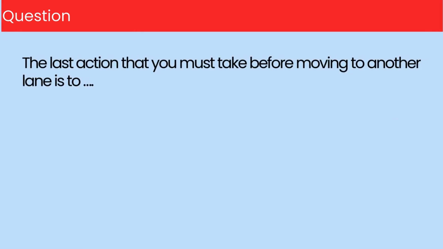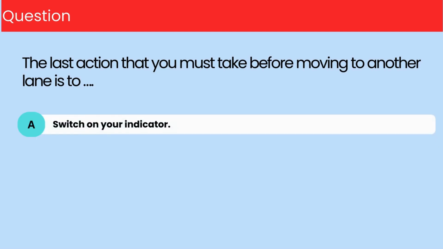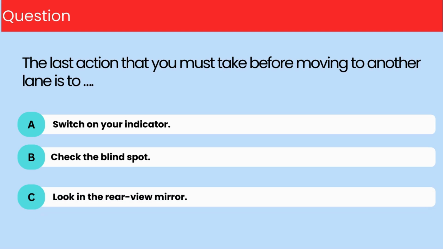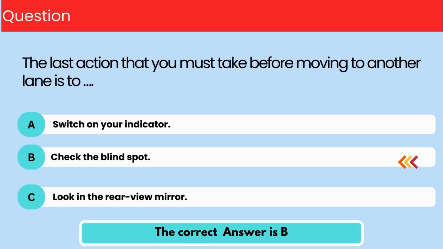Question. The last action that you must take before moving to another lane is to A. Switch on your indicator. B. Check the blind spot. C. Look in the rearview mirror. The correct answer is B.